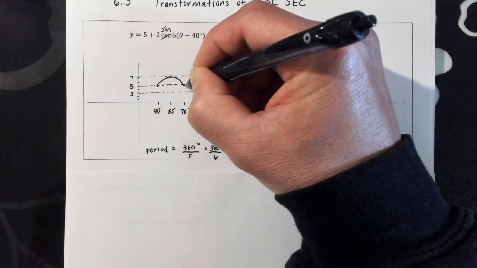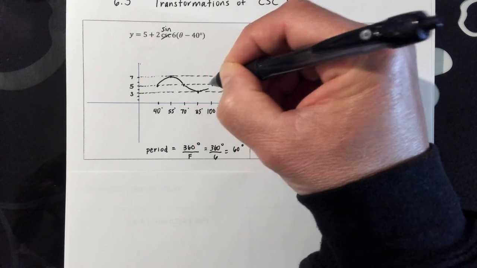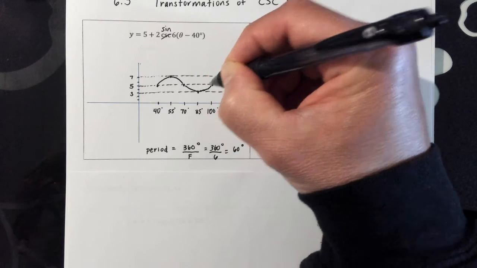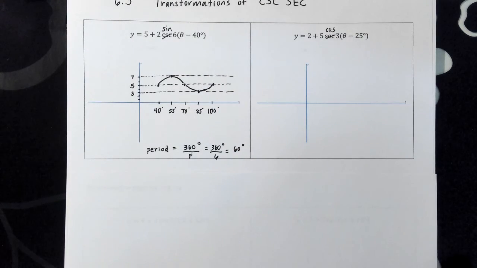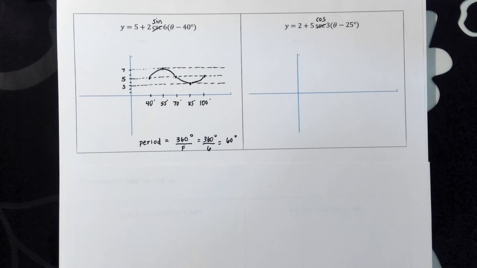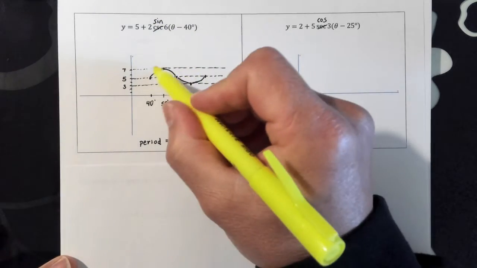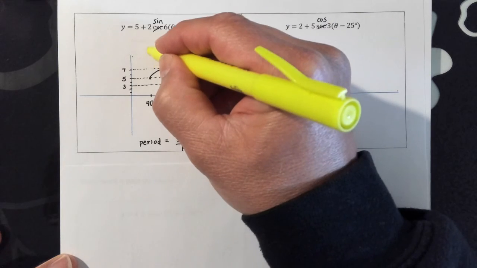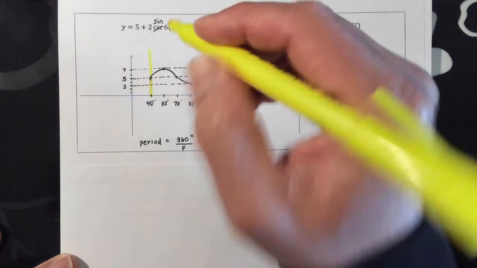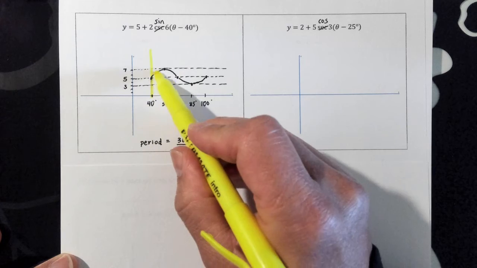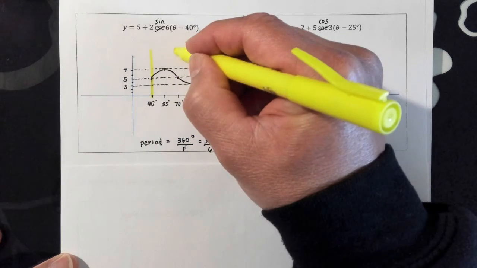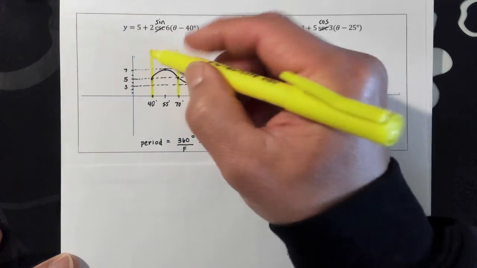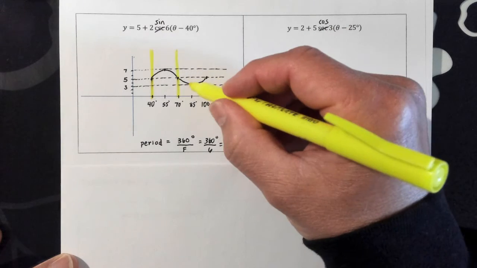And then as I alluded to in the previous video, vertical asymptotes will occur when the parent function hits the middle of the road. So right there it hits the middle of the road, so you get another vertical asymptote, and right there.